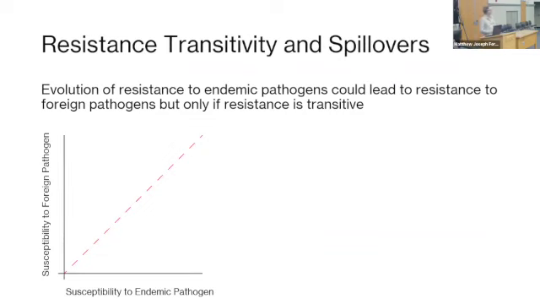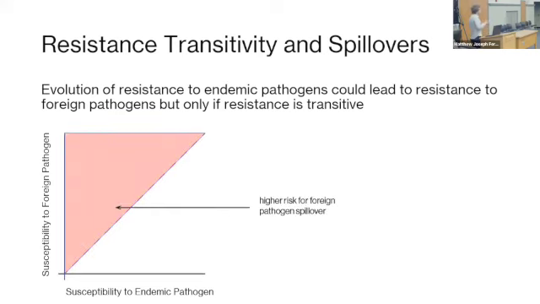So that is the correlation between a host's susceptibility to an endemic and a foreign pathogen. And if within a population this trend is generally positive, then selection for increased resistance against an endemic pathogen will also lead to resistance against foreign pathogens. So this can help buffer a population against foreign pathogen spillovers. However, if there are genotypes within this range where you have a higher susceptibility to foreign pathogens than you do endemic pathogens, then this can create an ecological niche for foreign pathogens to spill over and persist within a population.